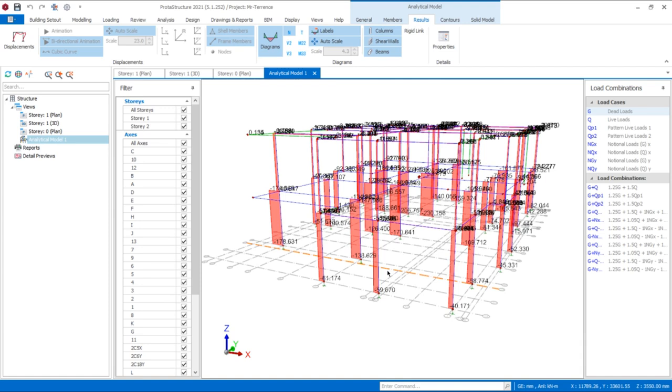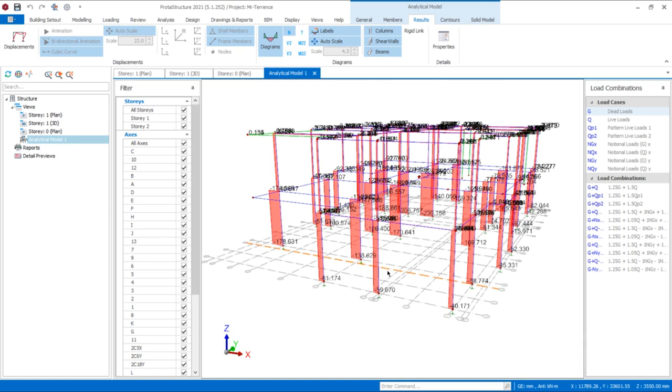So think of it like a Google map. A Google map doesn't see houses, trees, or traffic lights. It converts everything into roads, intersections, and coordinates so it can calculate the shortest route. Protastructure does exactly the same thing. It converts your building into a mathematical model so it can calculate how load transfers from the roof all the way down to the foundation.